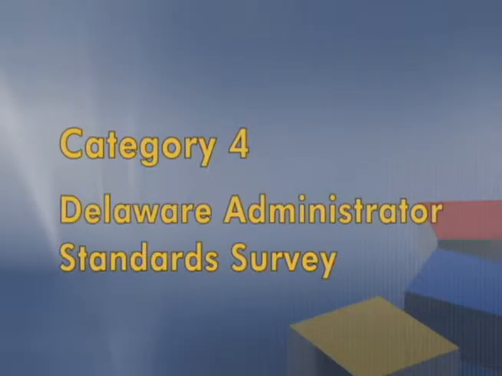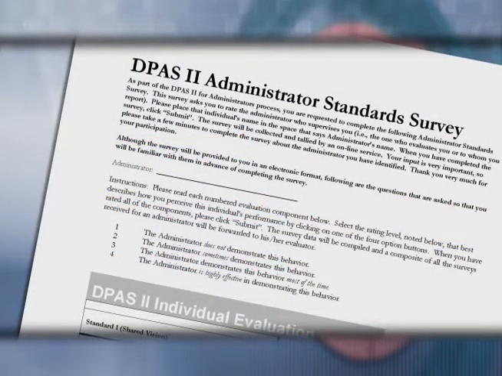The fourth category is the Delaware Administrator Standards Survey, which is captured using the Standards Survey form. This section provides an opportunity for educators supervised by the administrator to assess the administrator. It also lets the administrator self-assess performance on those standards. The evaluator also completes the survey on the administrator.